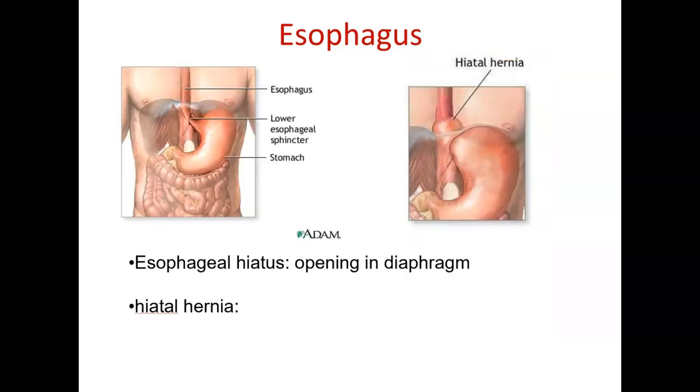There is something called the esophageal hiatus. So if you look at the anatomy, here's the diaphragm. Notice that the esophagus has to go through the diaphragm to get to the stomach because the stomach is inferior to the diaphragm. Well, in some people, they actually have a big opening in their esophagus. So their stomach actually protrudes above.